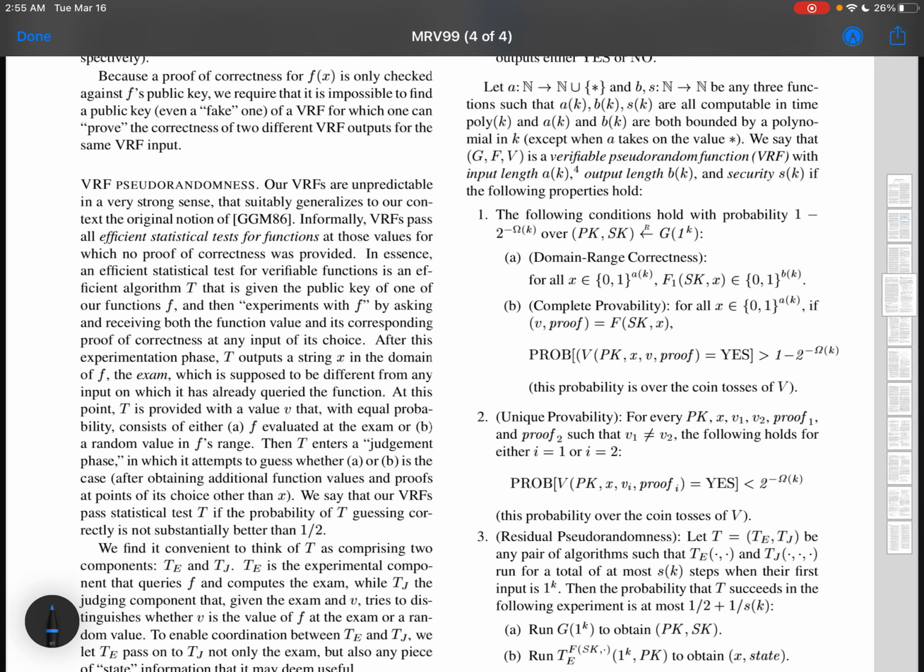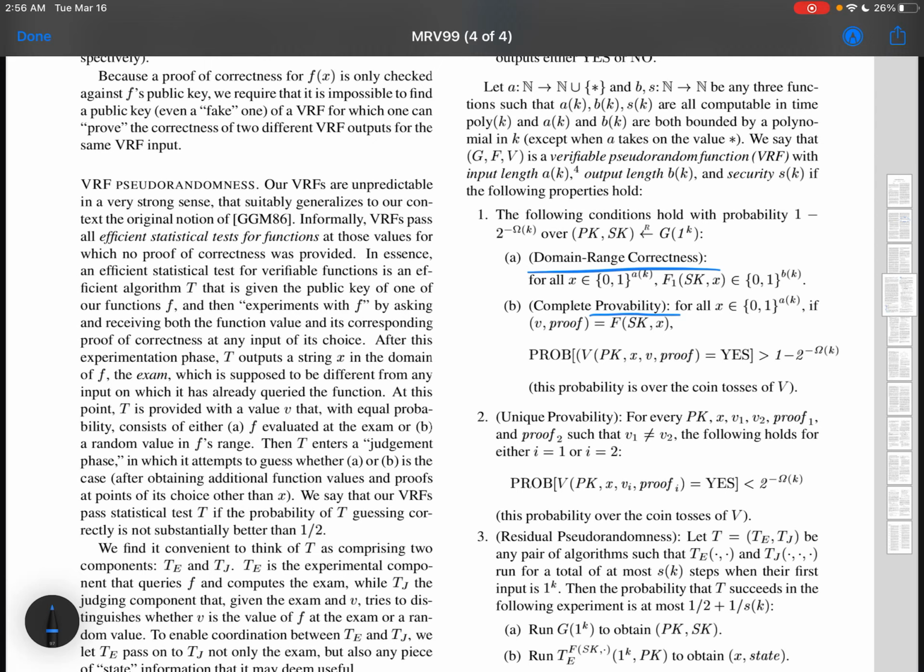Next, if we look at the properties, the first one is domain range correctness. All this says is that the input and output parameters match up correctly. In fact, future iterations of this definition have become simplified over time, and they actually no longer talk about domain range correctness. Next is provability. This is actually stated in terms of a probability.